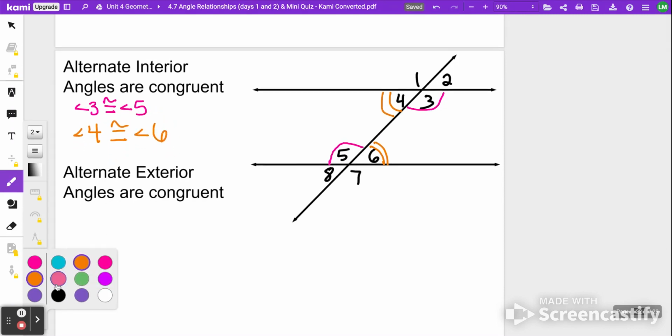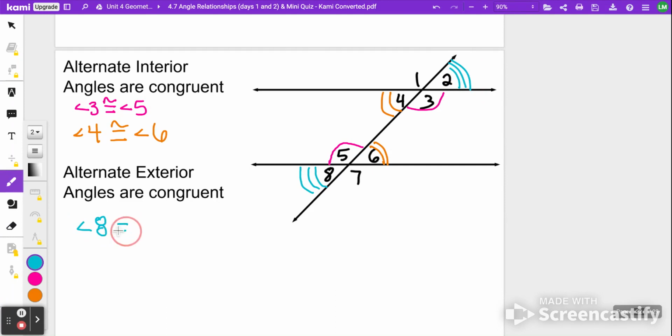Finally, we have alternate exterior angles. Let's start with angle 8. That's going to get 3 rings. Exterior angle 8 matches with alternate exterior angle 2. They are alternating on the exterior of the transversal. That's essentially what it means. The last two are the ones we haven't touched yet. Angle 1 is going to get 4 arcs matching with angle 7. Those are alternate exteriors as well.